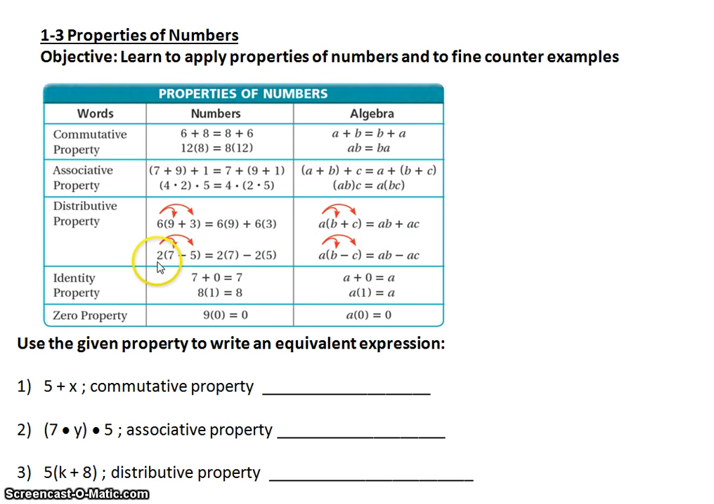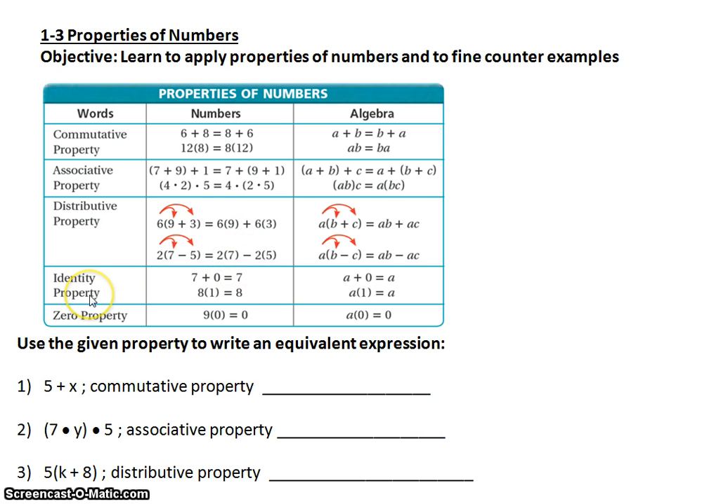Another example would be 2 times the difference of 7 and 5. We could use the distributive property. 2 times 7 is 14. 2 times 5 is 10. And we're going to carry the operation sign. In this case, it's subtraction. We're going to carry that over in between.